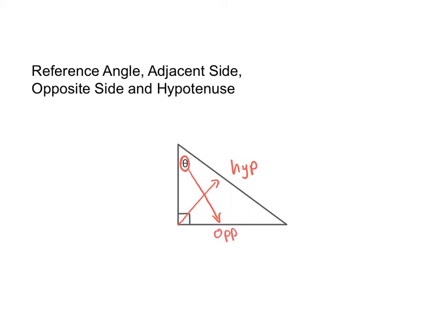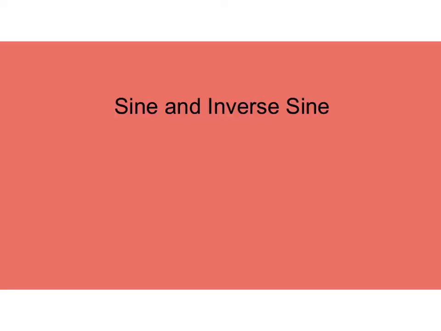The last side that we're going to be looking for is the adjacent side. The adjacent side is the side that makes up the angle and the hypotenuse. So if this is my angle here, the side that makes that angle along with the hypotenuse is my adjacent side. So we always want to first identify what is the opposite, what is the adjacent, and what is the hypotenuse. The first one we're going to look at is sine and inverse sine.